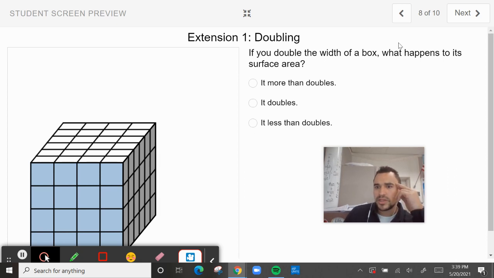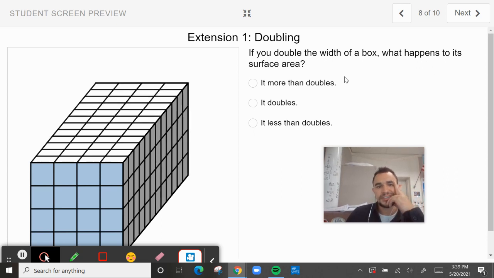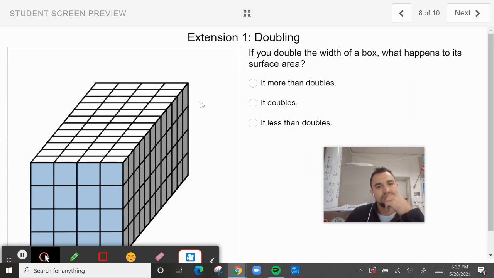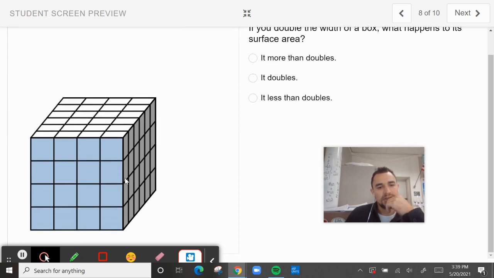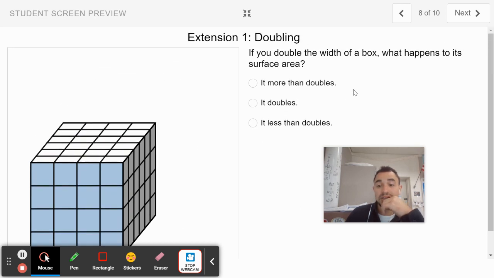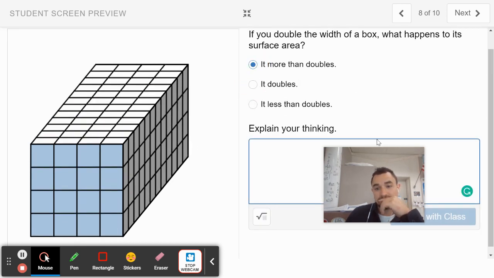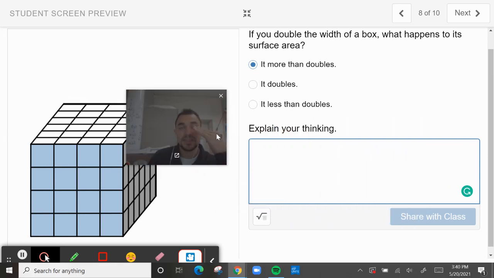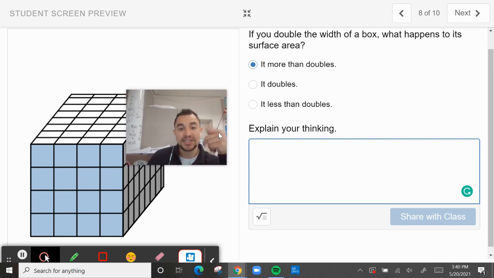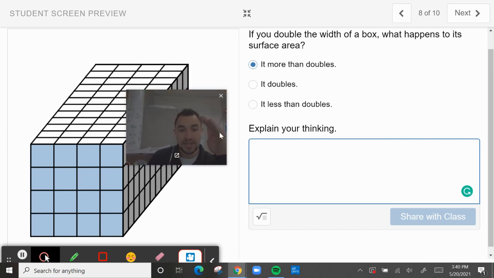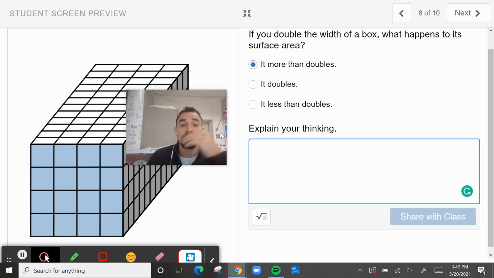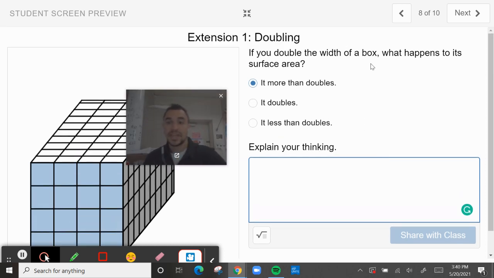If you double the width of a box, what happens to its surface area? Well, let's take a look here. So if I can pause this, that would be great, but I can't. I would say if you double it, it more than doubles. Because when you double something, you're doubling both sides, and then you're doubling the bottom and the top too. So the surface area is going to be more than double. And that's what I think.